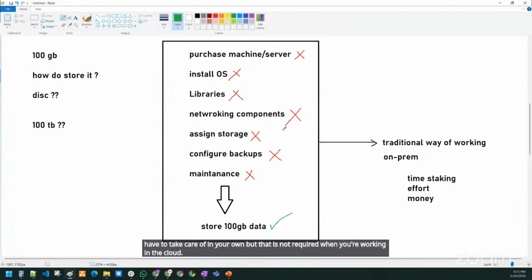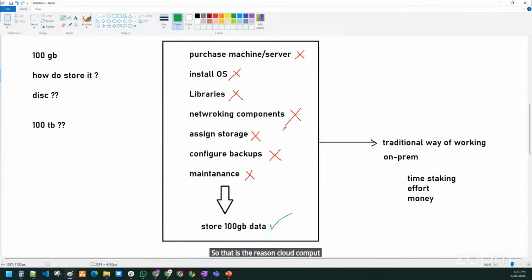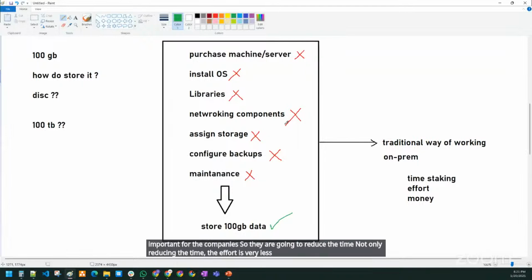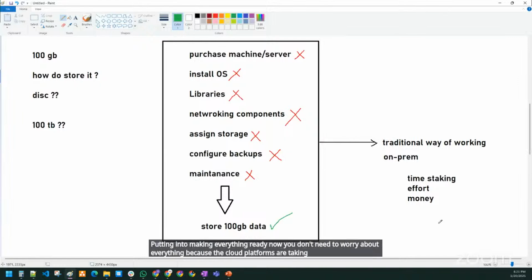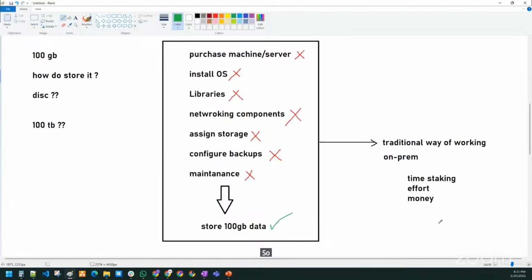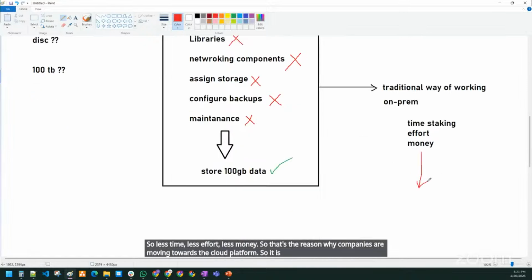So that is the reason cloud computing services become very, very important for the companies. They reduce the time, and not only the time, the effort is very less. People were working for a lot of days, and a lot of effort was put into making everything ready. Now you don't need to worry about everything because the cloud platforms are taking care of all of these things. So less time, less effort, less money. So that's the reason why companies are moving towards the cloud platforms.